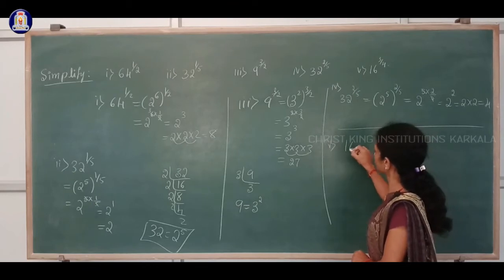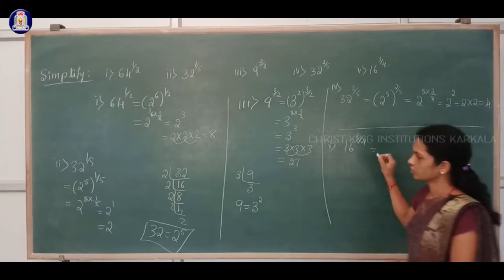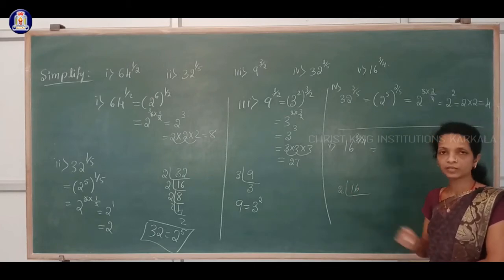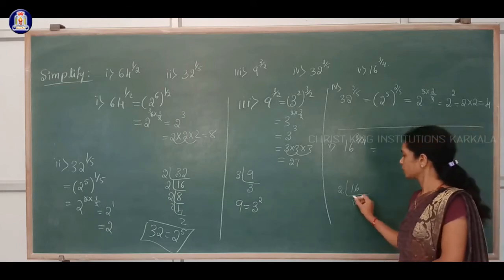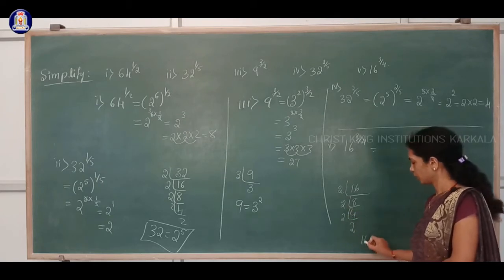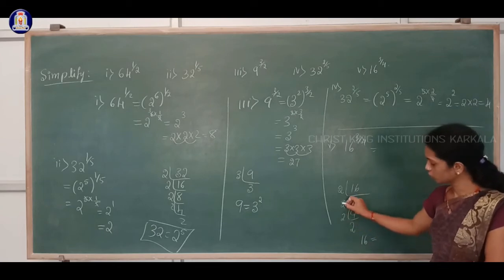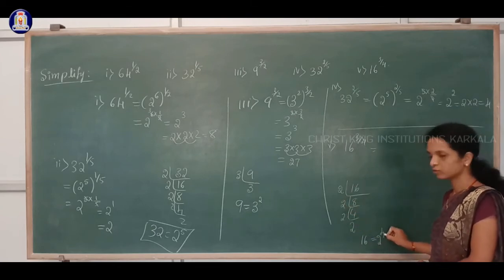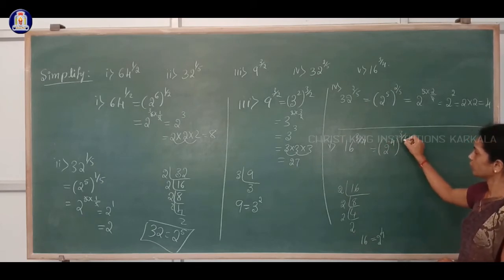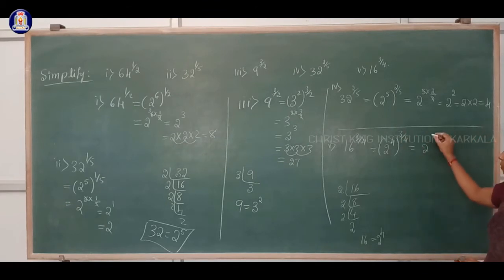Next, the fifth one, 16 to the power 3 by 4. You have to divide 16 by a prime number. If it is an even number, take 2 to divide. 2 eights, and 2 fours, 4 times 8, 2 times 4, so 16. That is equal to, how many 2s are there? 1 2 3 4. 4 twos means you have to write 2 to the power 4. So write 16 as 2 to the power 4, and to the power 3 by 4. Now inside into outside power gives you 4 into 3 by 4. 4 by 4 cancels, so we are left with 2 to the power 3, and that gives you the answer 8.